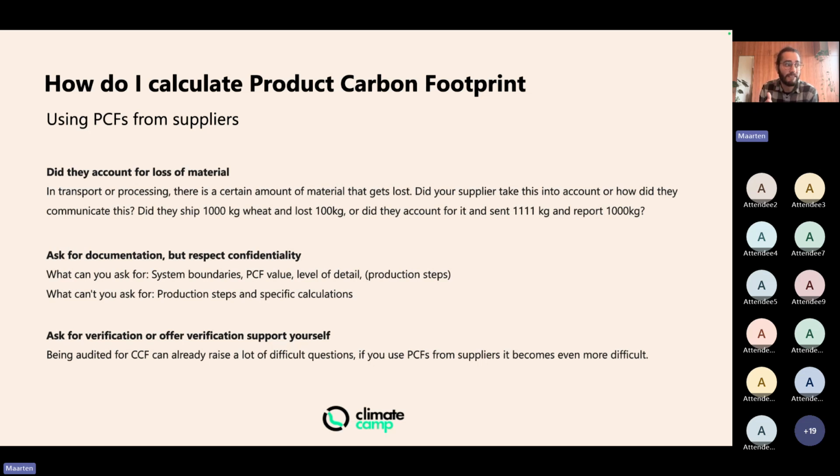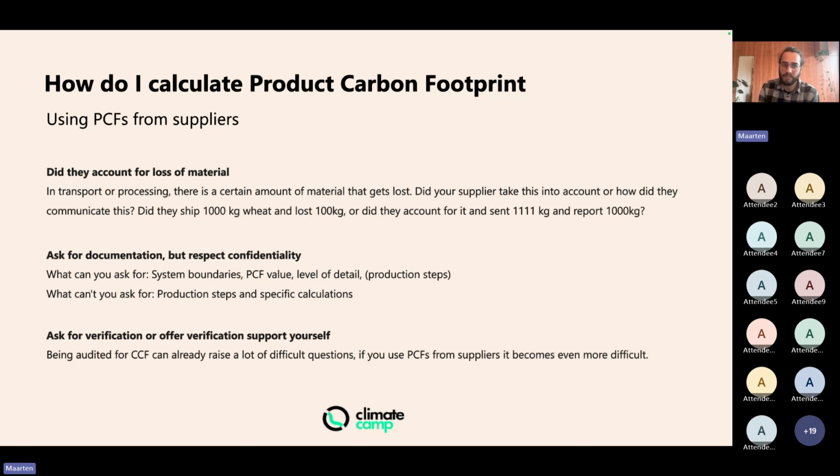The second one is ask for documentation, but respect confidentiality. The things you can ask for are system boundaries, the PCF value, the level of detail, or the calculation methodology. Maybe you can ask for production steps if it is a very well-known production or processing step, so it doesn't involve confidential information. But oftentimes the production steps will give information as to the secret sauce of the supplier, how they make their products, how they create certain raw materials. So oftentimes the production steps and specific calculations are not something you ask for.